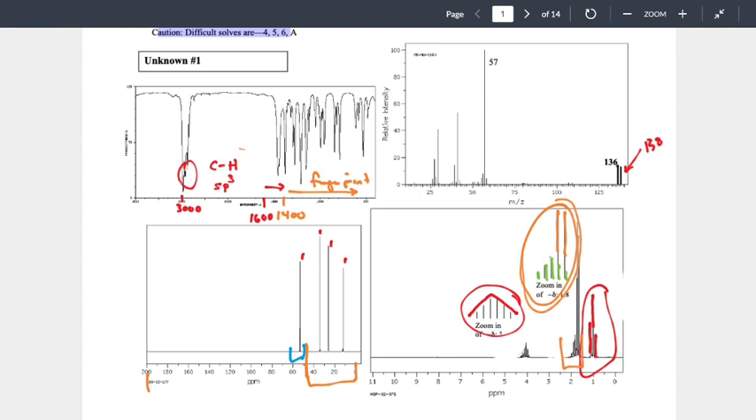Okay. Each of those are sets of signals. Those sets of signals separate away from each other based on their local chemical environment. But that doesn't mean they separate far enough away from each other that we can cleanly see it. What's happening here is we're getting overlapping signals, which makes it hard to interpret.